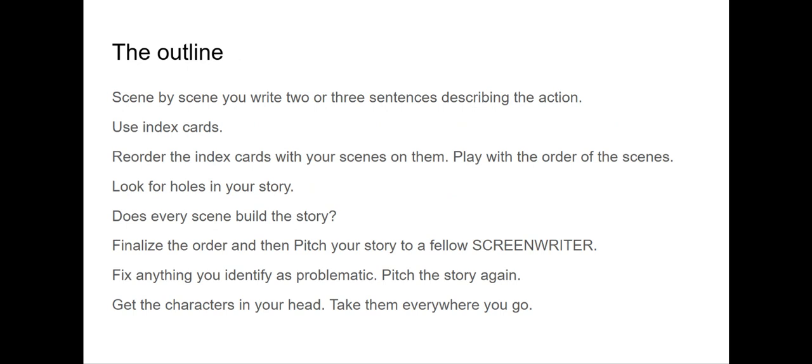Scene by scene, you write 2 or 3 sentences describing the action. Use index cards. One scene, one index card. Or one beat, one index card. However you want to do it. I use color-coded index cards. So, like, I can say my red cards are Act 1, my green cards Act 2, the white ones Act 3, and do stuff like that.